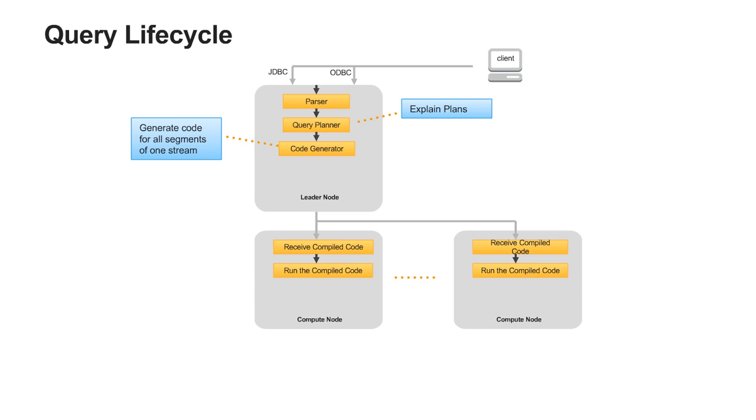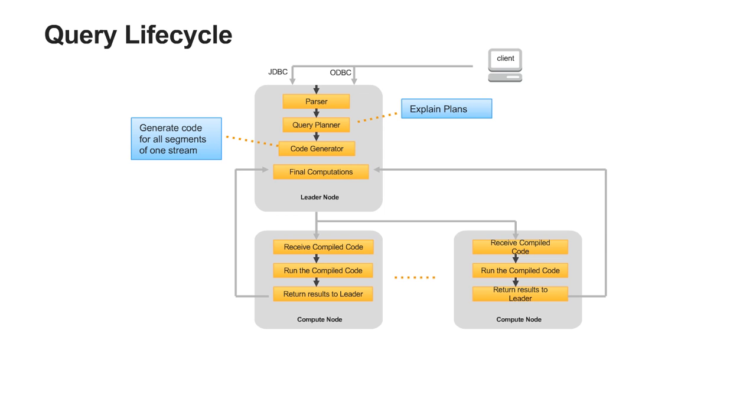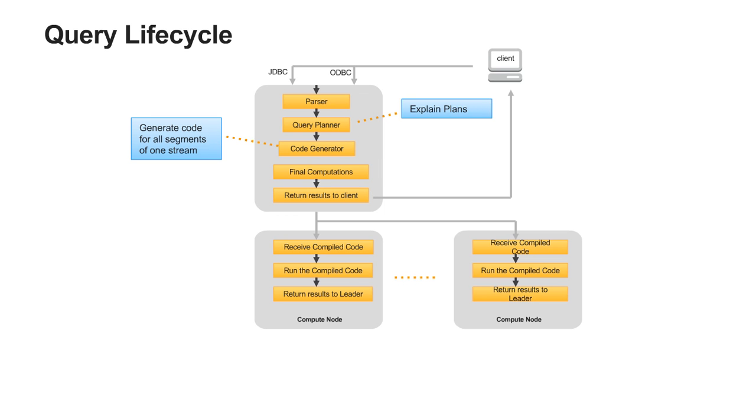There are no more streams in this particular case, so we're just going to send those results back up to the leader node. Now the leader node at this point is going to have to do some last computations. This might include, for example, an order by in your query, or any final summations or counts, those sorts of things. This final result is then going to be sent back up to the client.